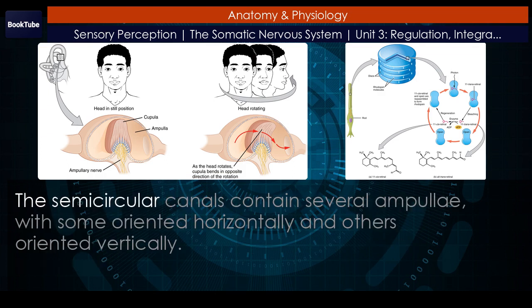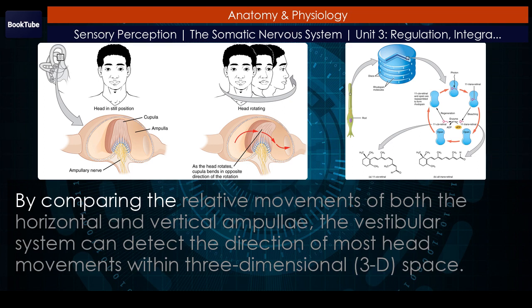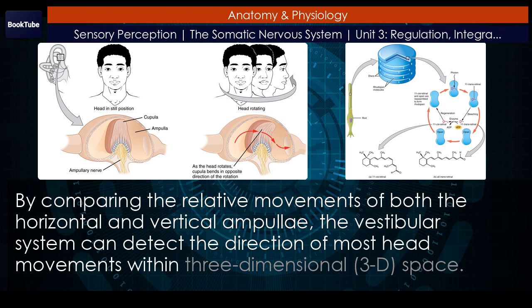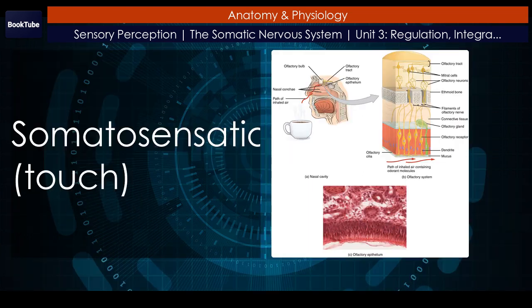The semicircular canals contain several ampullae, with some oriented horizontally and others oriented vertically. By comparing the relative movements of both the horizontal and vertical ampullae, the vestibular system can detect the direction of most head movements within three-dimensional (3D) space.